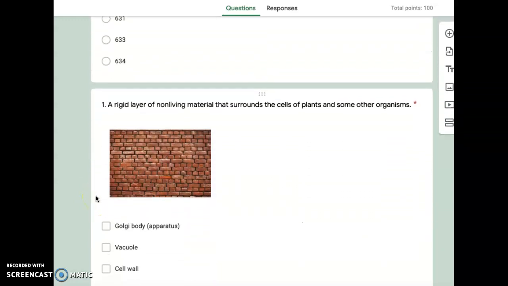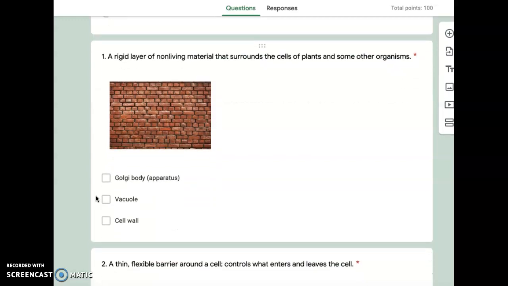Number 1. A rigid layer of non-living material that surrounds the cells of plants and some other organisms. Is that Golgi body apparatus, vacuole, or cell wall?